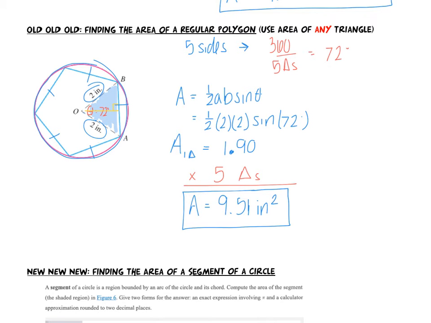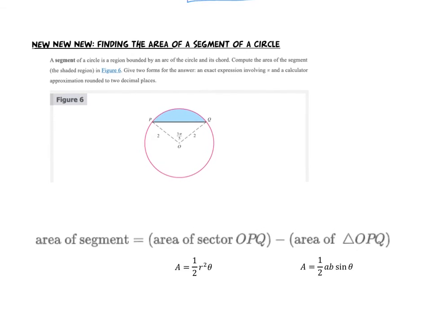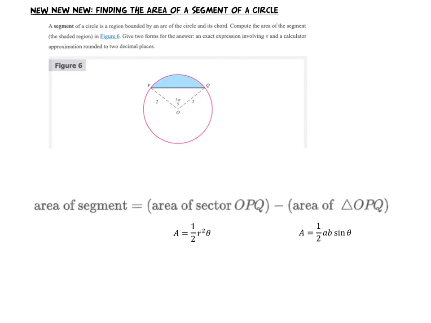Then finally something new, finding the area of a segment of a circle. So the segment of the circle is the region bounded by an arc of a circle and its chord. Compute the area of a segment, aka the shaded region, in figure 6, which is shown below. Give 2 forms for the answer, an exact expression involving pi, and a calculator approximate rounded to 2 decimals. So like what I mentioned before, if it says exact, you normally leave the pi, the square root, or if it wants approximate, you can use your calculator and simplify to the nearest decimal.